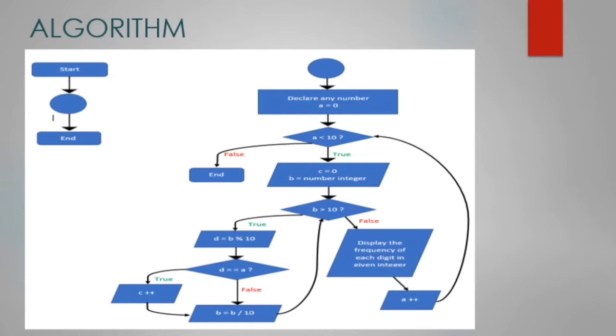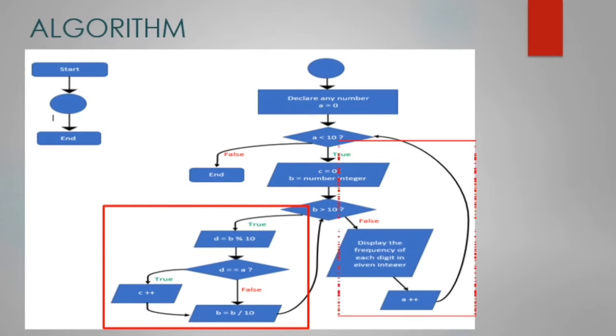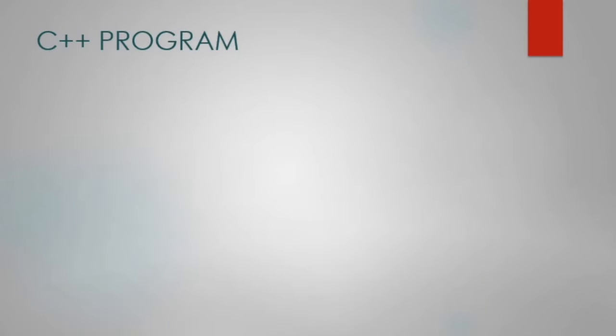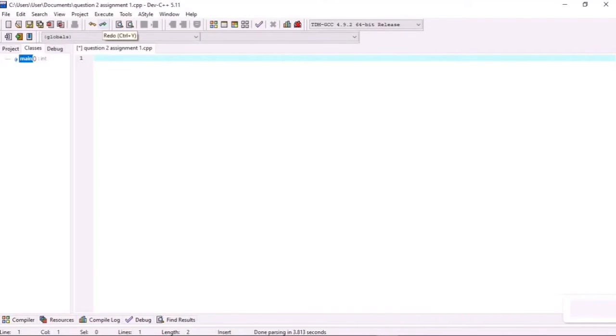Then a plus plus means a plus 1. Then it will go to the a less than 10 condition. So if you can see, this is the outer loop and inner loop. Okay, I will show you the C++ program for this question.